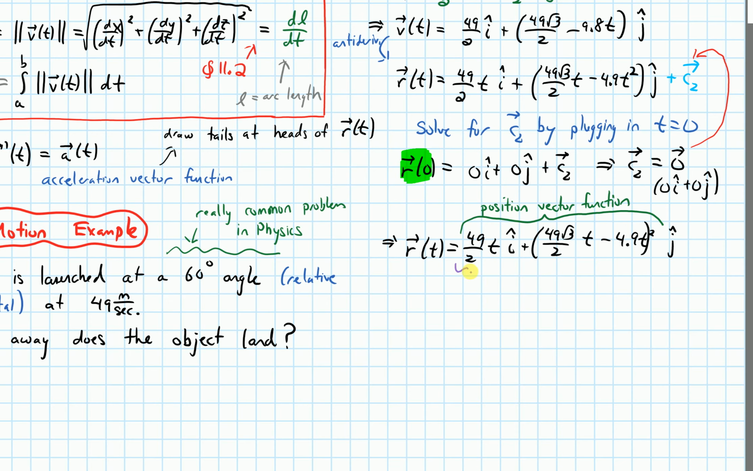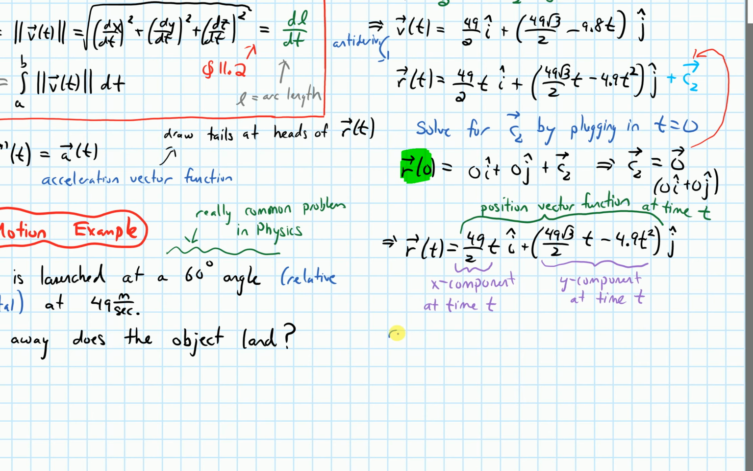And the 49 over 2t is the x component of the position vector at time t. And the thing in the parentheses here is the y component at time t. There's one thing that looks weird there with the power. Let me fix that. This power should have been inside the parentheses, 4.9t squared in the parentheses. And this whole thing is the position vector function at time t.